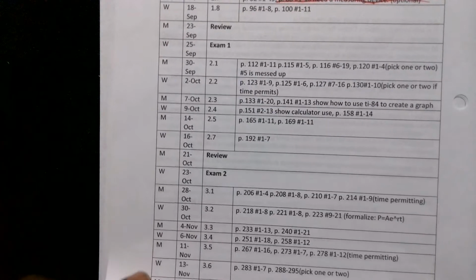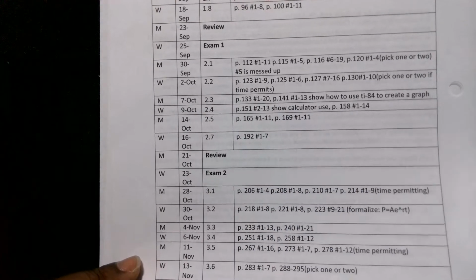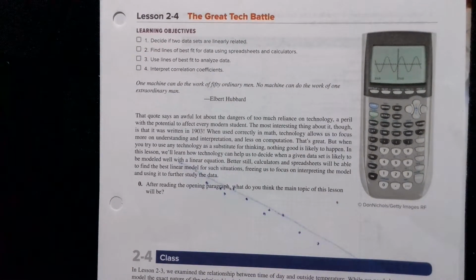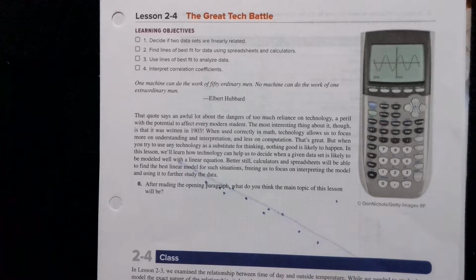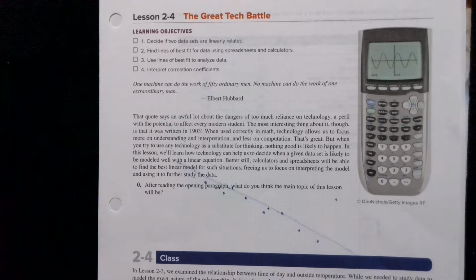Okay, class, we're about to start section 2.4, which is stated here in our syllabus, starts on page 151 and also page 158. Now, on page 151, we have lesson 2.4, which is the Great Tech Battle. Our learning objectives are to decide if two data sets are linearly related, find lines of best fit for data using spreadsheets and calculators, use lines of best fit to analyze data, and interpret correlation coefficients.